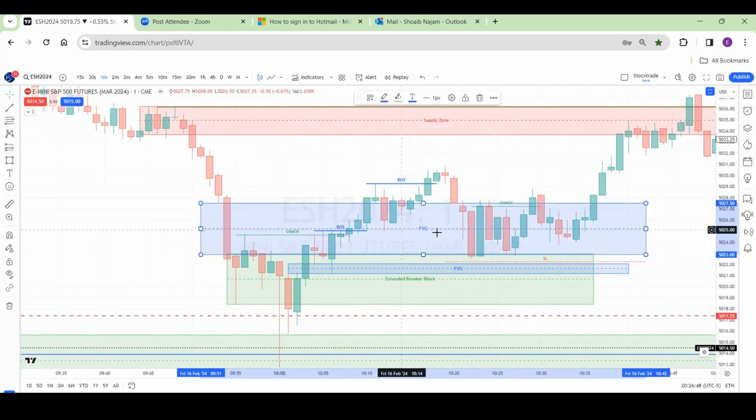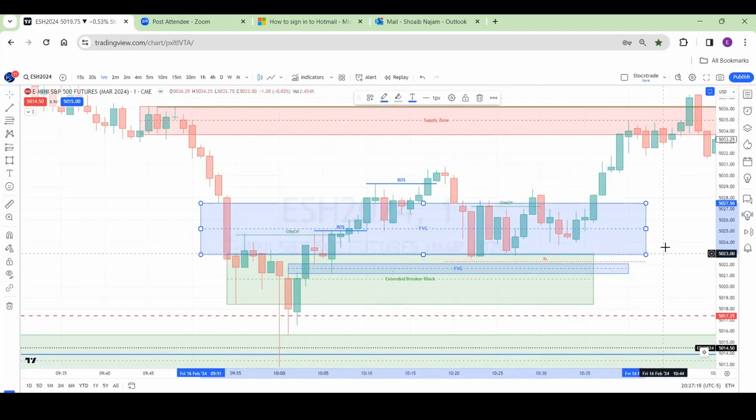Basically, this fair value gap, you can search on YouTube. There will be some videos. This is inverse fair value gap. This is not the normal fair value gap, and this is a really powerful fair value gap. Like the demand zone, the most powerful thing is the extended breaker block. Like in fair value gap, even though it is already filled, if you see, this was the gap, but it is filled.